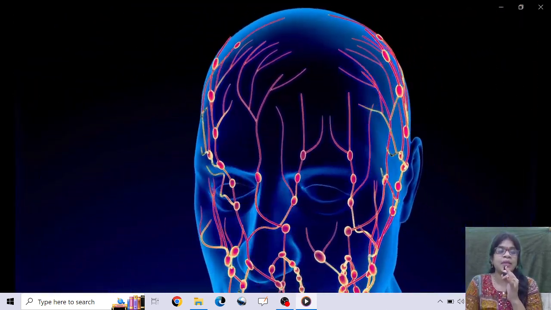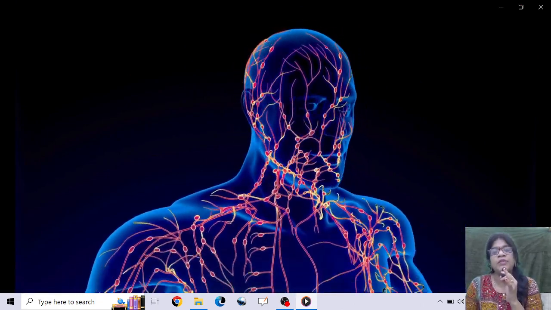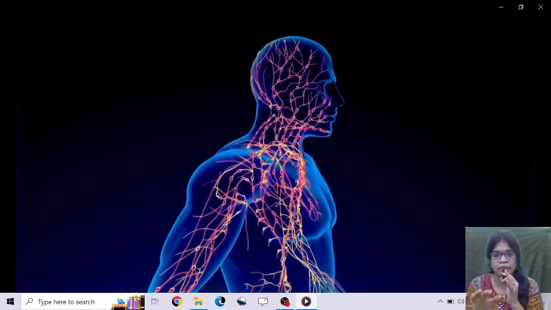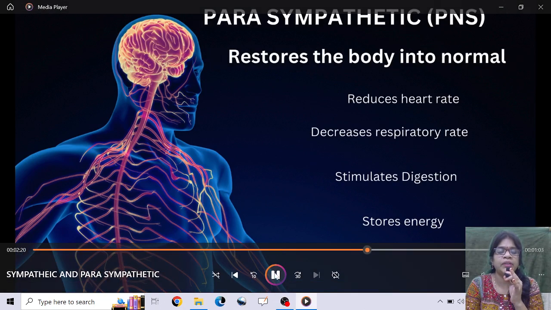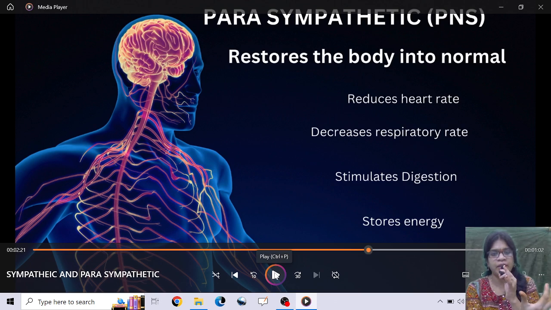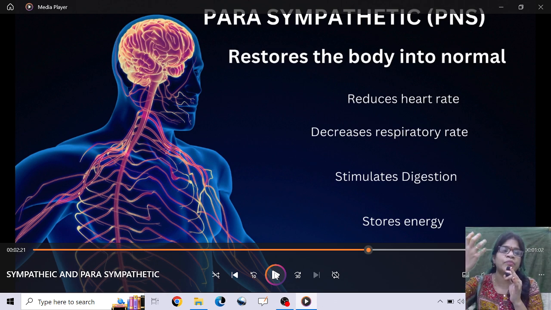Now let's see about the parasympathetic nervous system. This parasympathetic nervous system only works in normal conditions. I told you the sympathetic nervous system would arise during danger conditions or alert conditions, or during high physical activity, right? To get the body back to normal, to metabolize, for that, the parasympathetic nervous system will be activated.